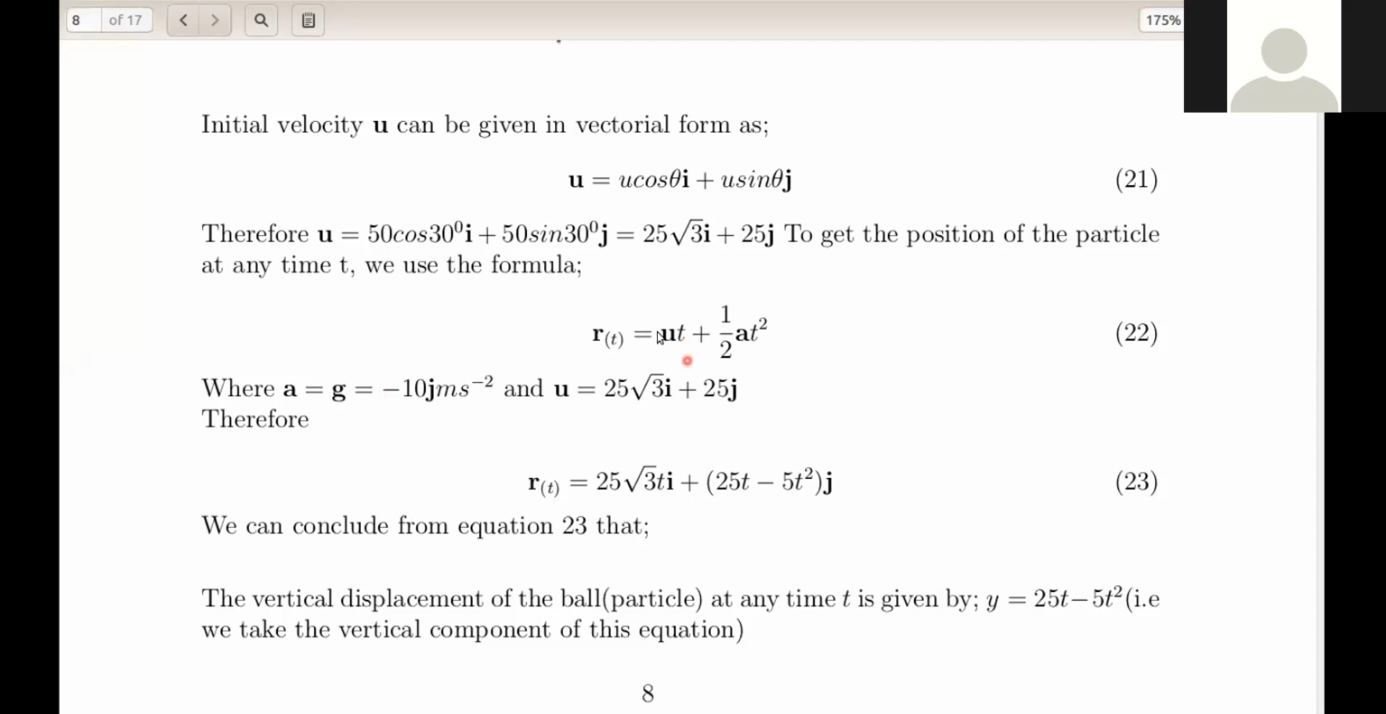Where there is u, this is velocity. Where there is u, you substitute the velocity in vector form. You know where I got this one from. Substitute it here. Then where there is a, you put there negative 10j, because a is here, negative 10j. So when you substitute and you collect like terms for j and I, you should come up with equation 23. So it's not very direct from here that you come here. There is one step that I skipped intentionally. Is it okay?